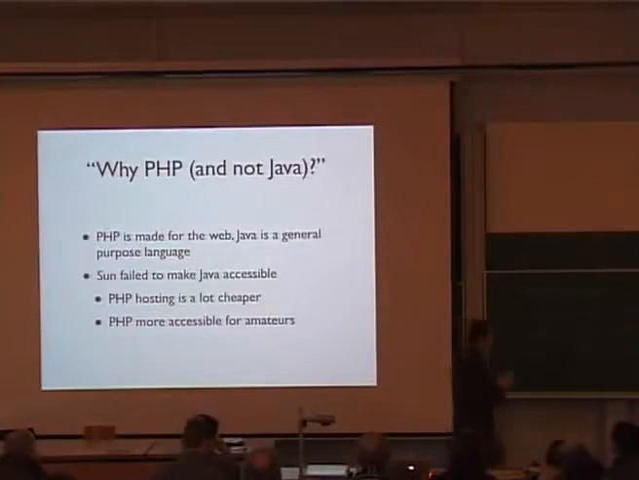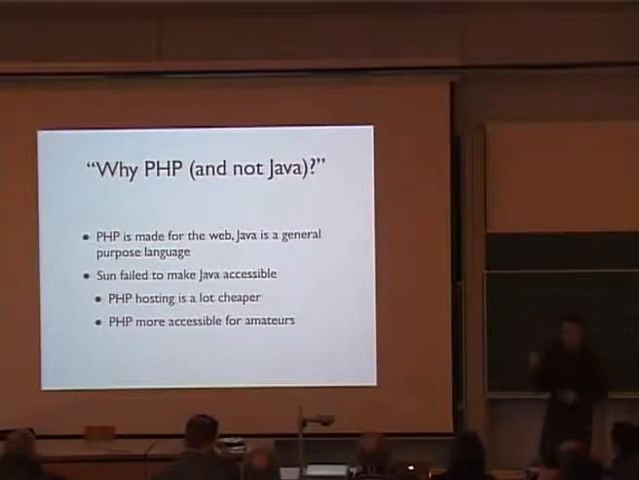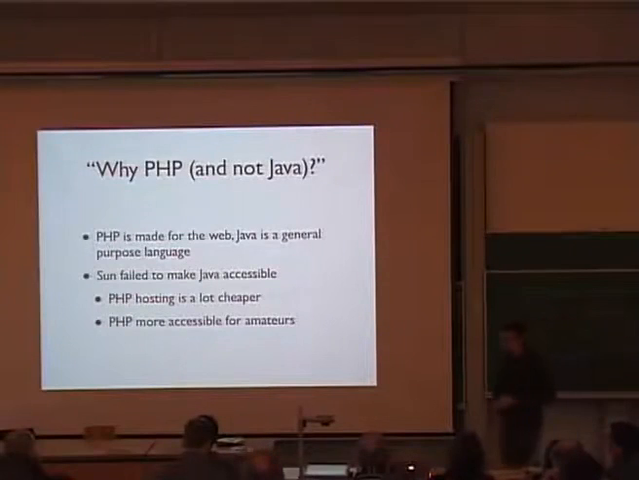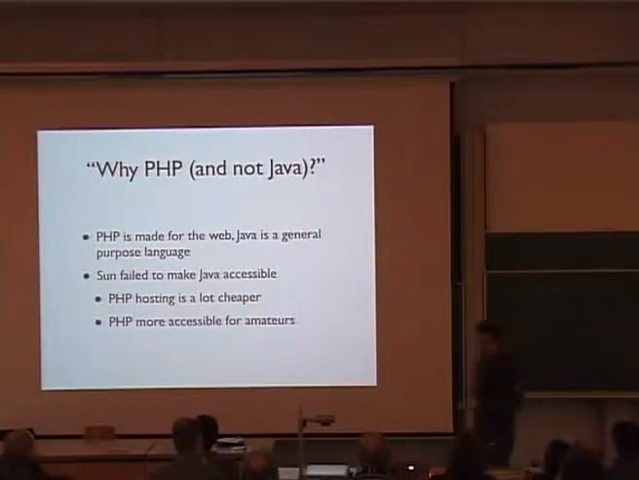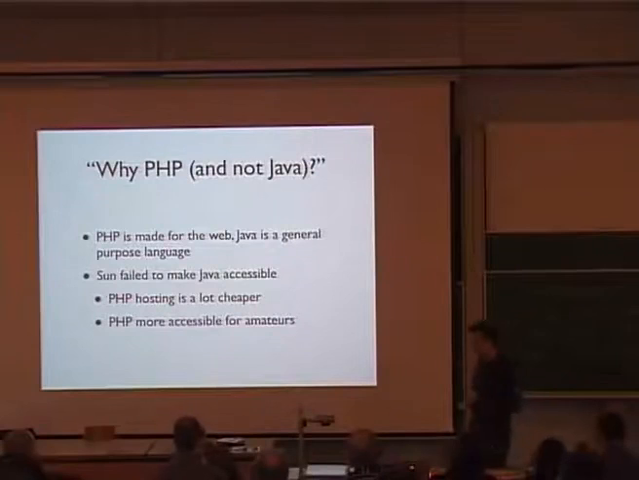So one of the questions I often get, especially because I'm also doing lots of Java work for my day job, is why PHP and not Java? And the answer really is that PHP is made for the web, so it has lots of useful shortcuts and convenient functions to write web applications with. And also because I think that Sun failed to make Java accessible, especially many years ago.